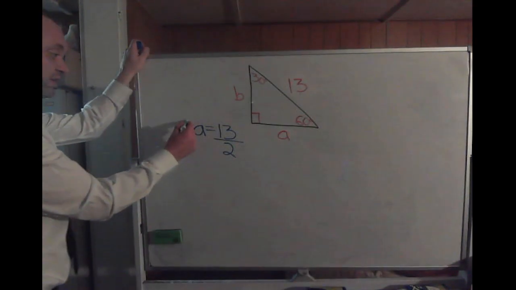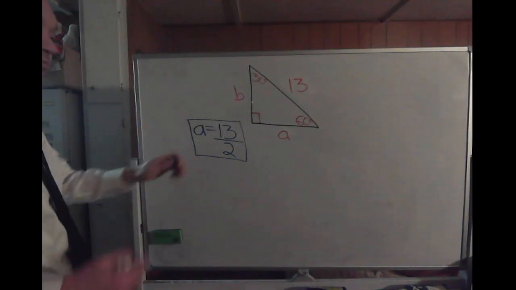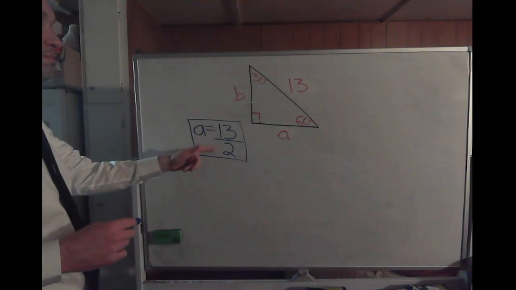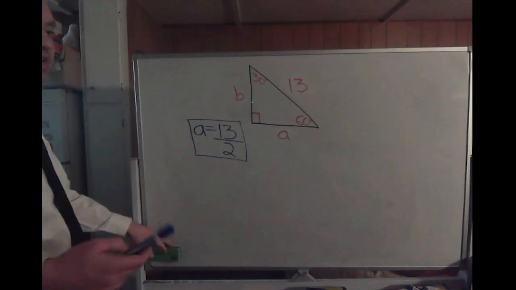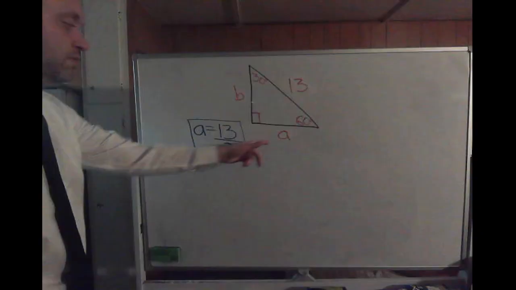We can actually leave it like that, or you can convert it to a decimal, or you can convert it to an improper fraction. For the sake of this lesson, I'm just going to leave it as an improper fraction. I meant you could have converted it to a mixed number, but A has a length of 13 over 2.